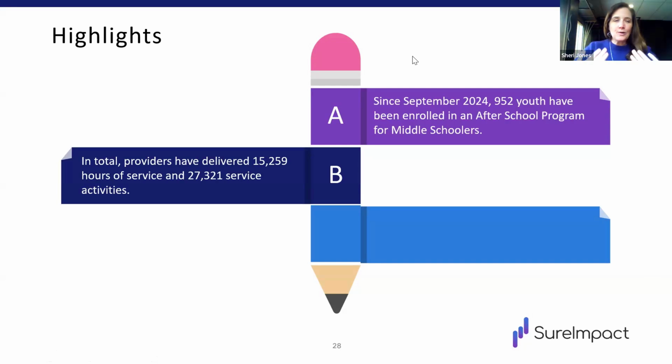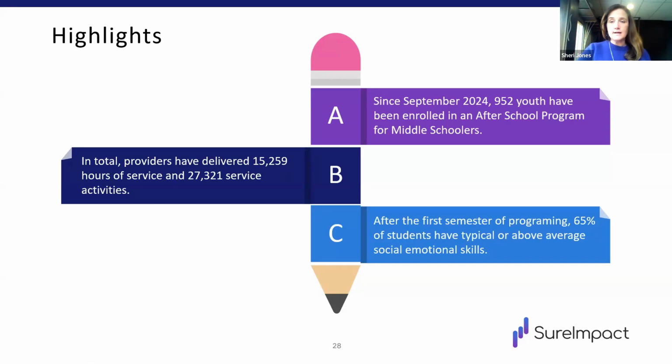Now, most nonprofits, that's all they can tell. They stop there. They don't go any further. But now, this system, because they had all this information at their fingertips, were able to talk about how after just one semester of programming, 65% of the students now had typical or above average social emotional skills. And they were using the DESA assessment to measure social emotional skills. But all of this information was in their SureImpact analytics. They didn't have to hire a data scientist to do any of it. It just was there for them to tell this story.